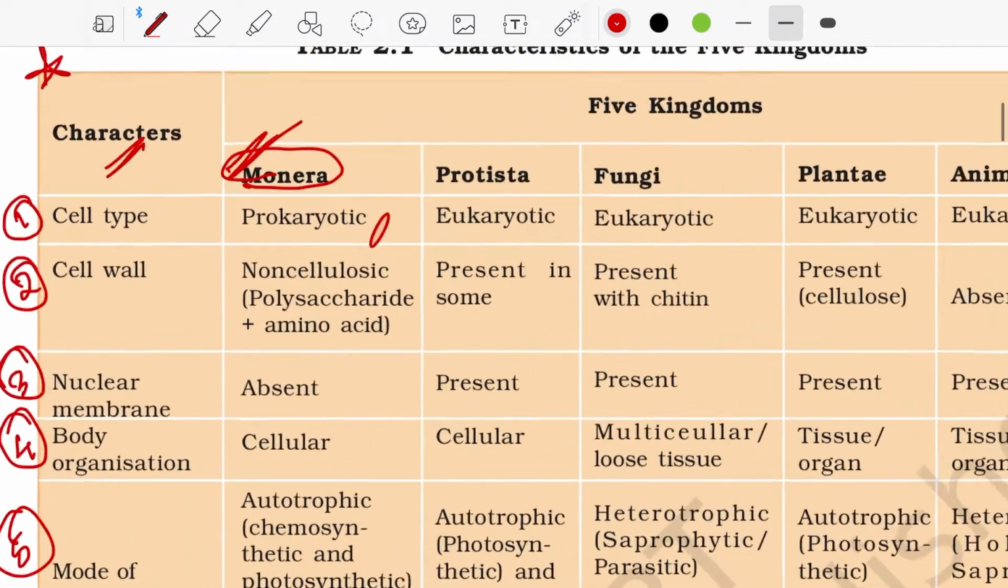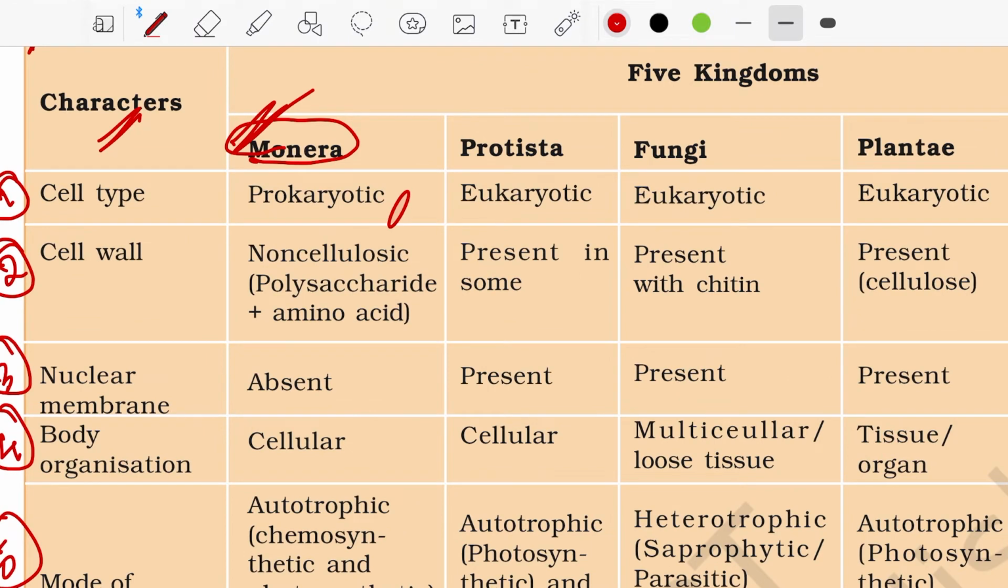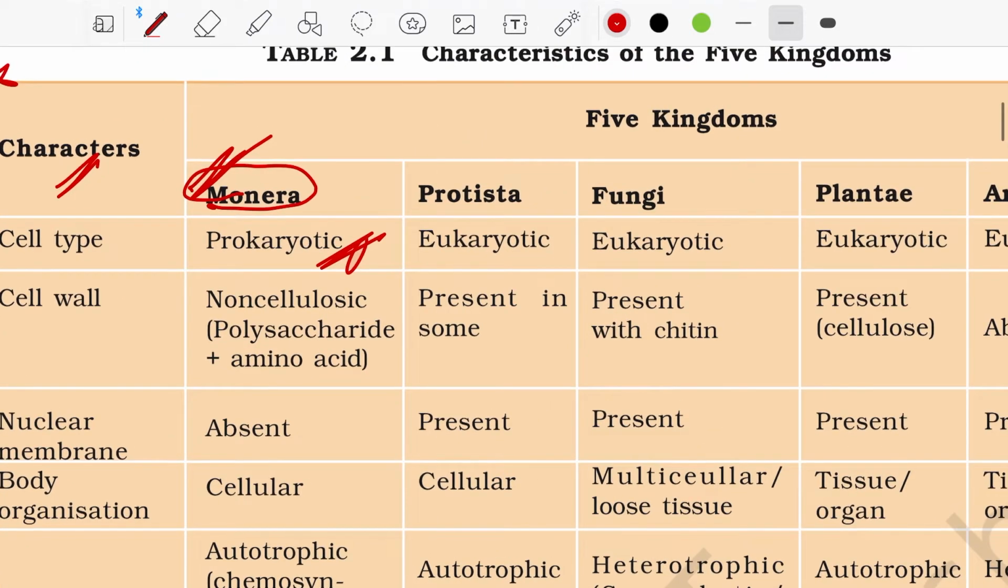Alright, so Monera have a false nucleus, hence they are prokaryotes. In the 5 kingdom classification, Monera is the only set of organisms which doesn't have any true nucleus, so they were the only prokaryotes in the 5 kingdom classification. It's really important, remember that.